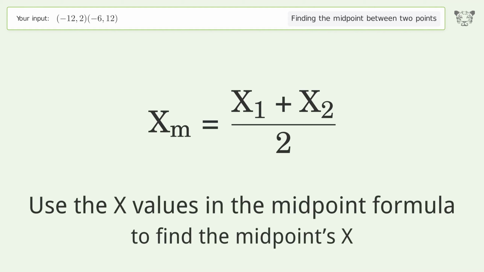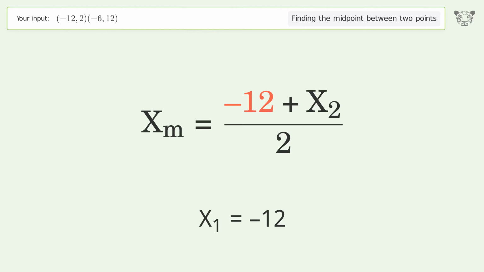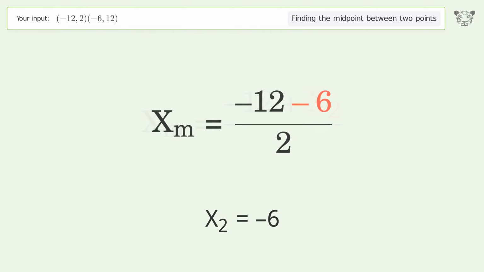Use the x values in the midpoint formula to find the midpoint's x. x1 equals -12. x2 equals -6. Simplify the arithmetic.